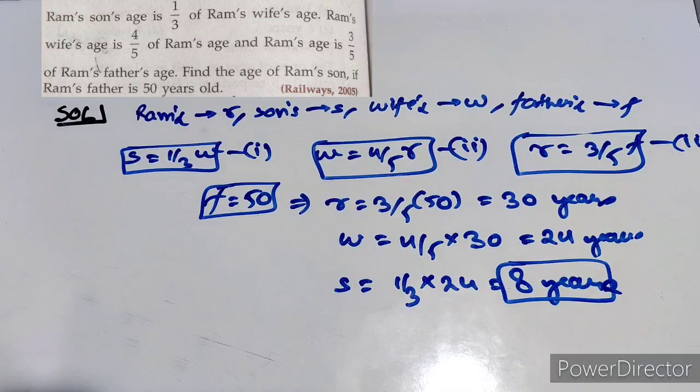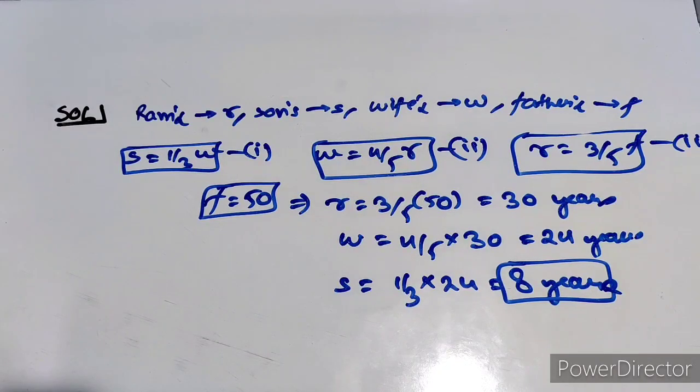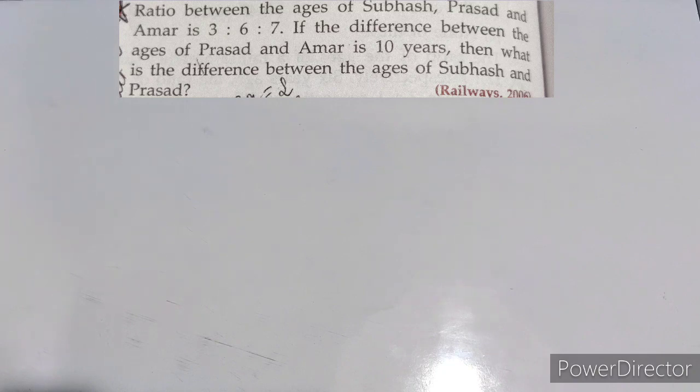It is a very easy question, just people actually get confused while taking the variables. So that's it. Now move on to the next question. Now our next question is a bit different from other questions that we saw earlier, because this involves the ratio between 3 people, ratio of the ages of 3 people.